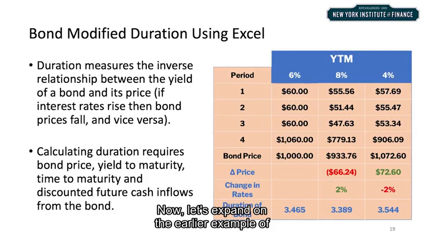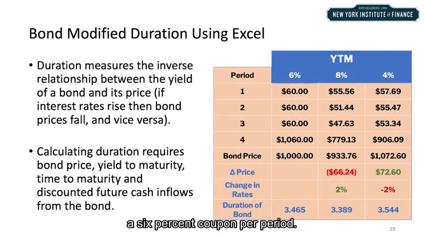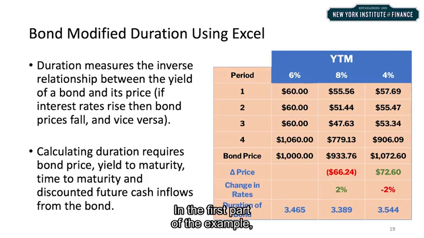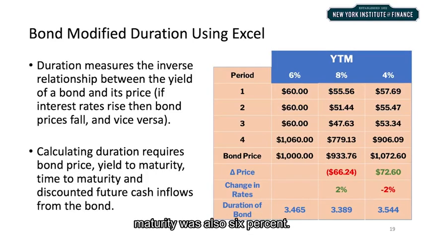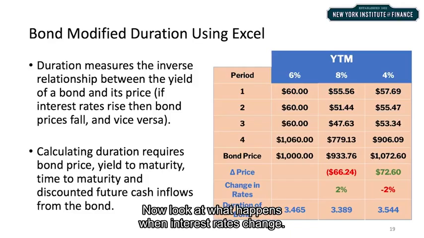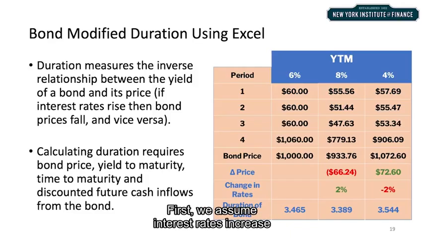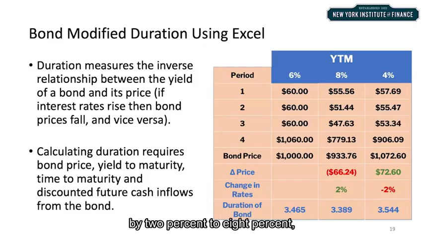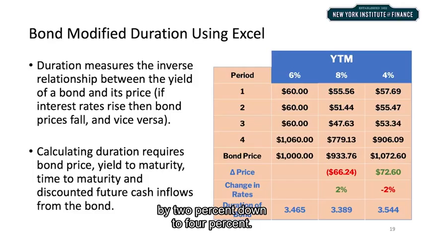Now let's expand on the earlier example of a 4-period bond paying a 6% coupon per period. In the first part of the example, we assume that the yield to maturity was also 6%, so the bond's price was $1,000 or par. Now look at what happens when interest rates change. First, we assume interest rates increase by 2% to 8%, and then we assume they decrease by 2% down to 4%.